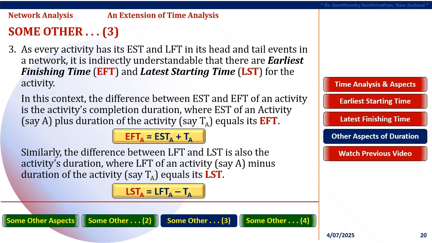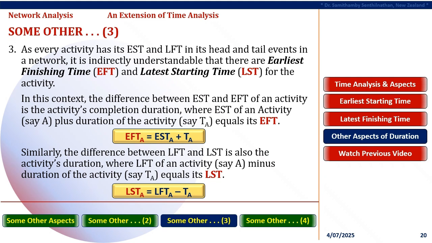Third, as every activity has its EST and LFT in its head and tail events in a network, it is indirectly understandable that there are earliest finishing time, EFT, and latest starting time, LST, for the activity. The difference between EST and EFT of an activity is the activity's completion duration, where EST of an activity, say A, plus duration of the activity, say TA, equals its EFT. That is, EFT_A equals EST_A plus T_A.